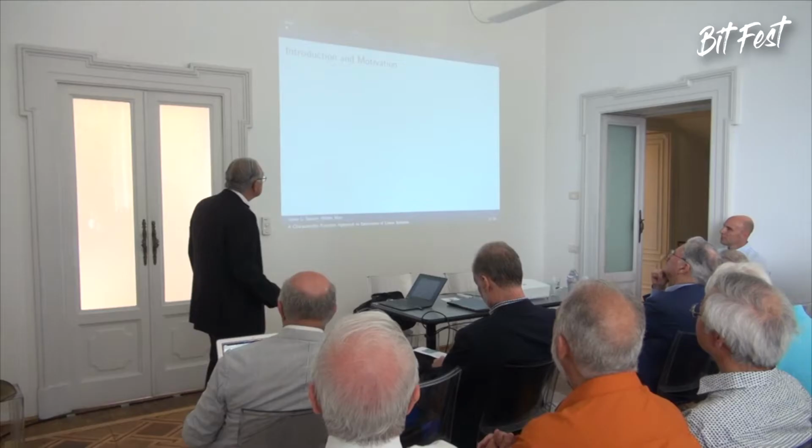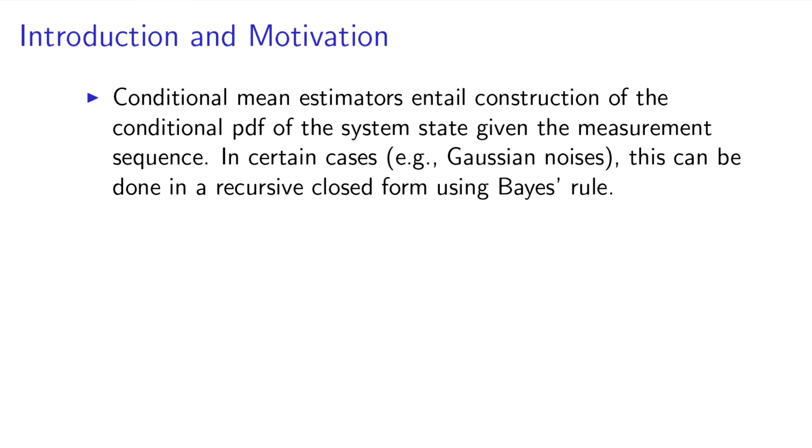So the motivation for this is that, conventionally, we have been looking at estimation through the construction of the conditional probability density function. And it's basically the propagation of a conditional probability density function. For example, the most famous one of which is the Kalman filter, where the conditional probability density function is Gaussian and remains Gaussian as you update and propagate.